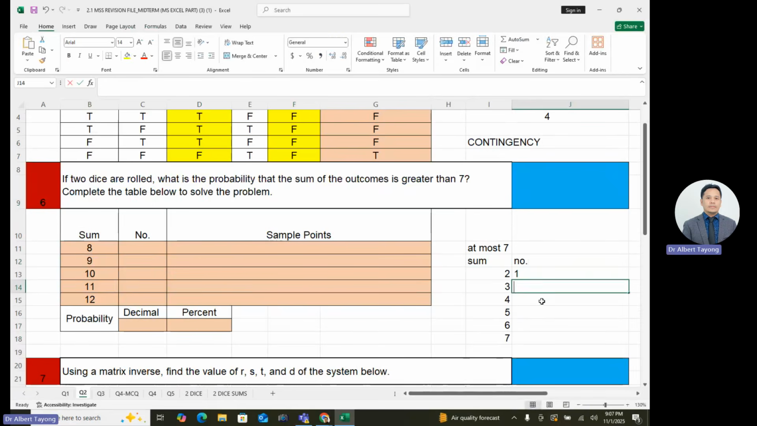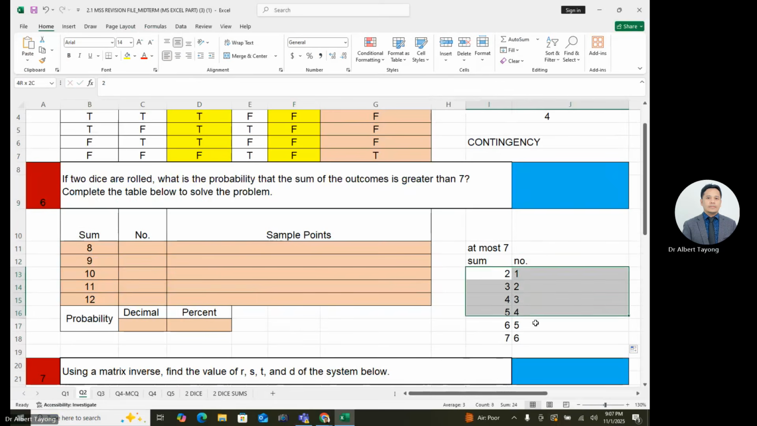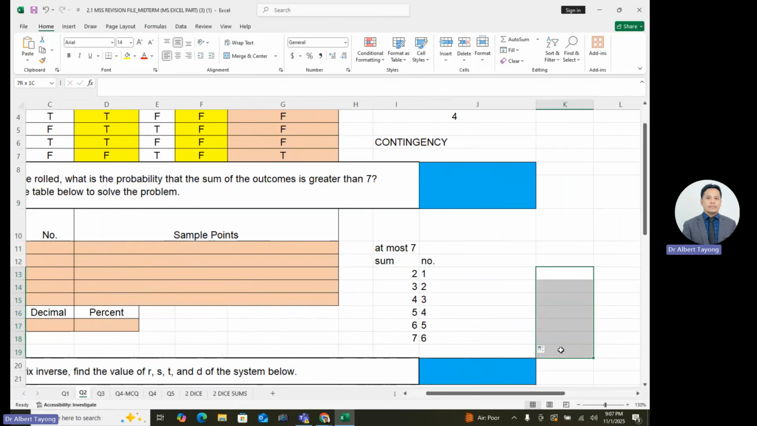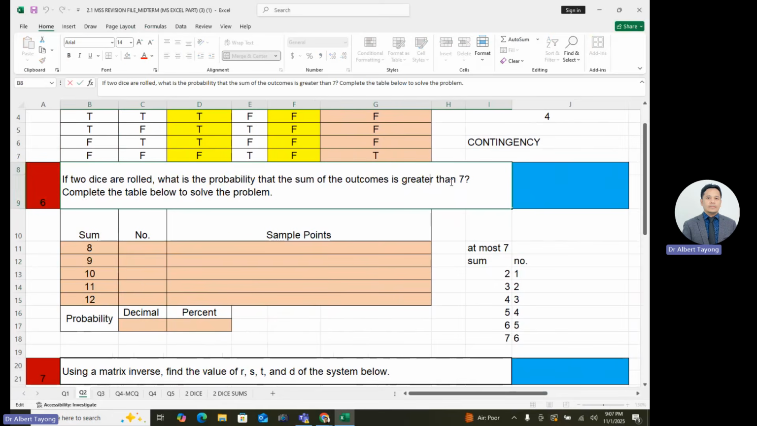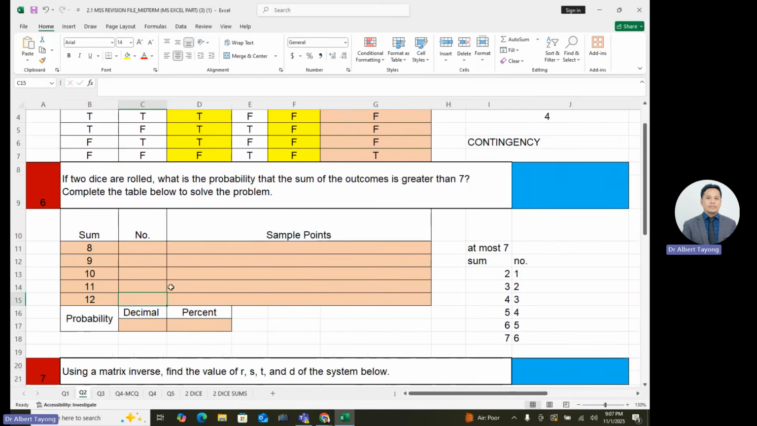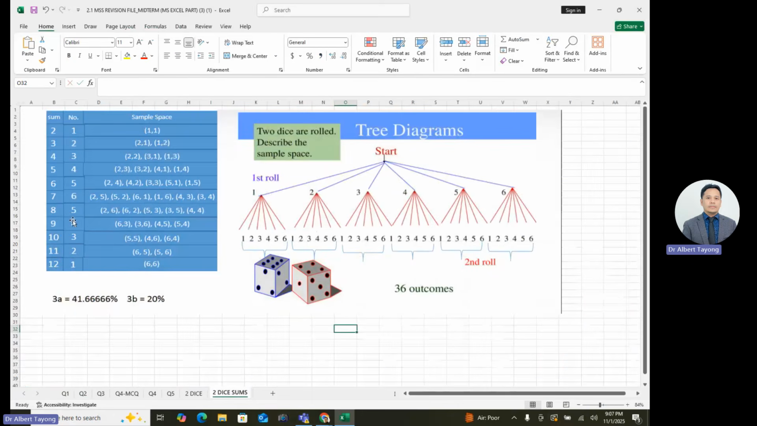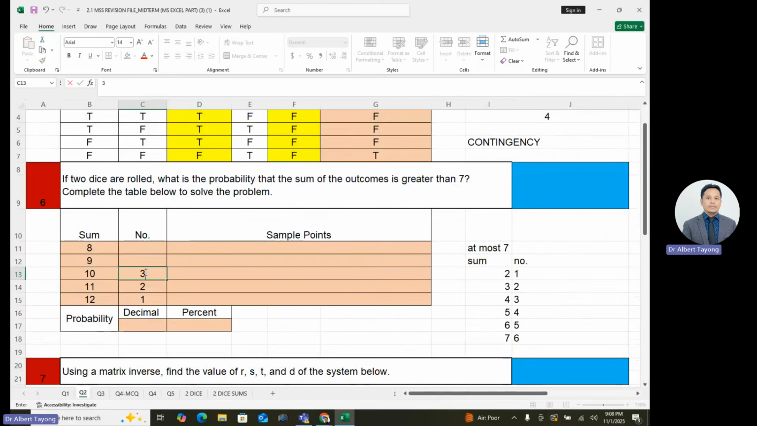So this is 1, 2. Select and drag it down. So we have 1 to 6. And you have to write the sample space here on the right. So here what we're going to do, because it is after 7, it's better to start from down. So 1, then go up like this, because we have 1, 2, 3, 4, 5 until 8. It's easier. Then 3, 4, and 5. So these are the numbers.